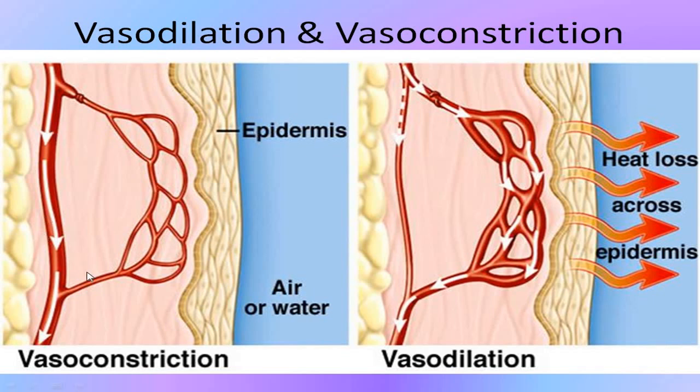In case of vasoconstriction, you see that the exchange between the blood vessels and the outer environment is almost stopped, so very little exchange takes place. This usually occurs during the winters, when less heat is lost from the body to the environment.